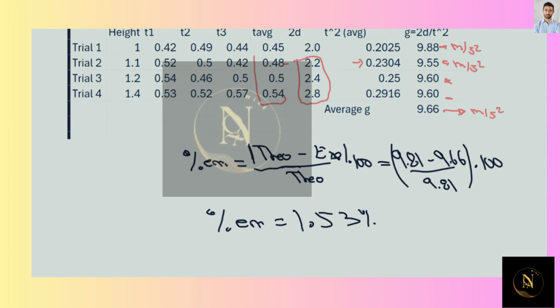which is a good value for a physics lab that you just did by dropping an object from a certain height. And with that, it would be all.